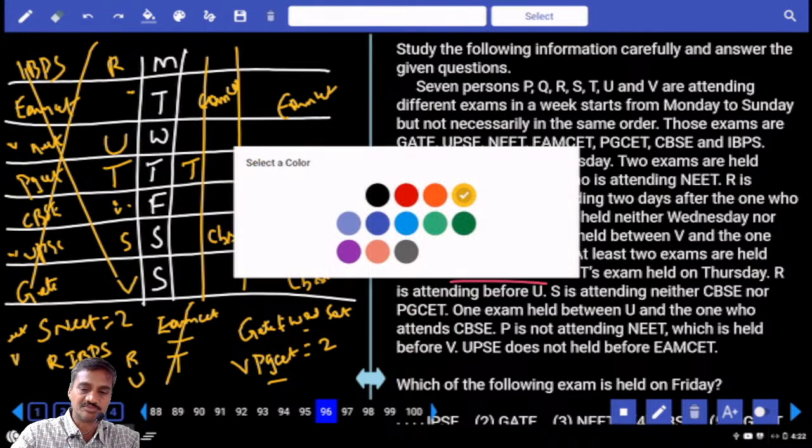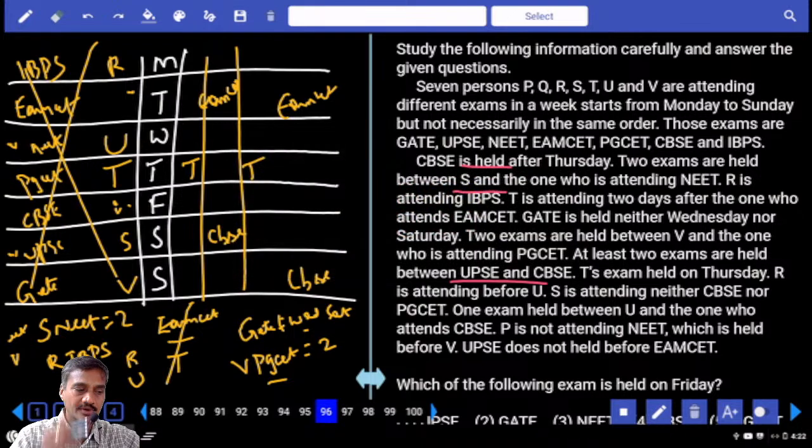Now in the last case, if you observe here, R is before this U. If you take R here, and R is IBPS, it is before this U. NEET is before this V. Between S and NEET there must be exactly 2, and between V and PGCET there is exactly 1. And there are at least 2 between UPSC and CBSE.